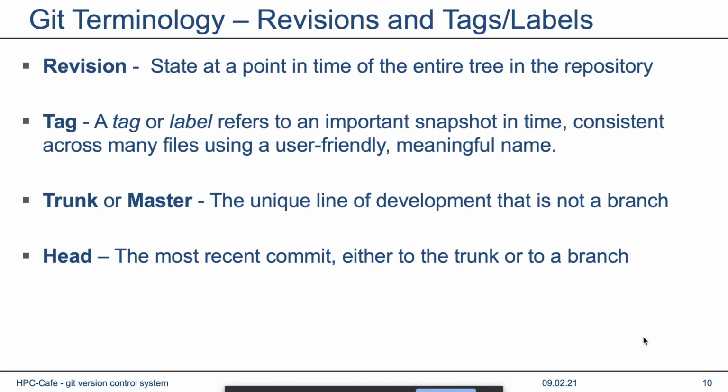Then a tag or label is a snapshot in time, and you give this snapshot a user-friendly, meaningful name. So you could say it's just a label which points to a certain revision.